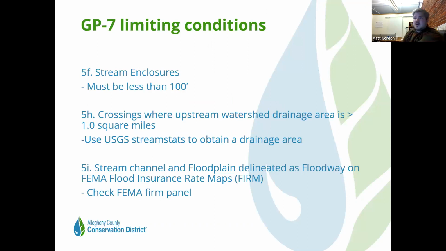If you're proposing a minor road crossing where the stream channel and floodplain are delineated as floodway on a FEMA flood insurance rate map, it's condition 5I. GP7 is not applicable. So check FEMA FIRM panels before choosing this general permit.